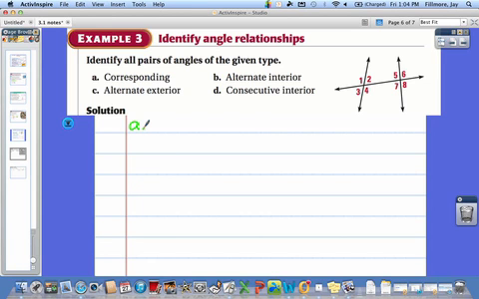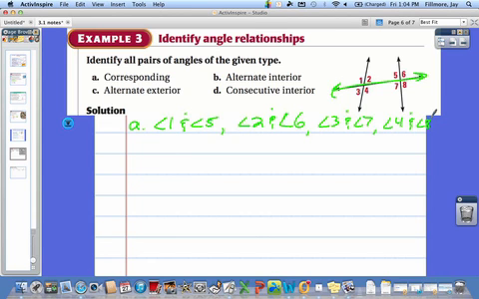So let's start with corresponding. Well, corresponding are in the same position. So here's my transversal, and these are my angle pairs that I'm looking at. Angle 1 and angle 5 are corresponding. They're both in the top left. So angle 1 and angle 5. I know that angle 2 and angle 6 are both in the top right, so I can say angle 2 and angle 6. Angle 3 and angle 7 in the bottom left. And angle 4 and angle 8 in the bottom right. Those are all of my corresponding angles.